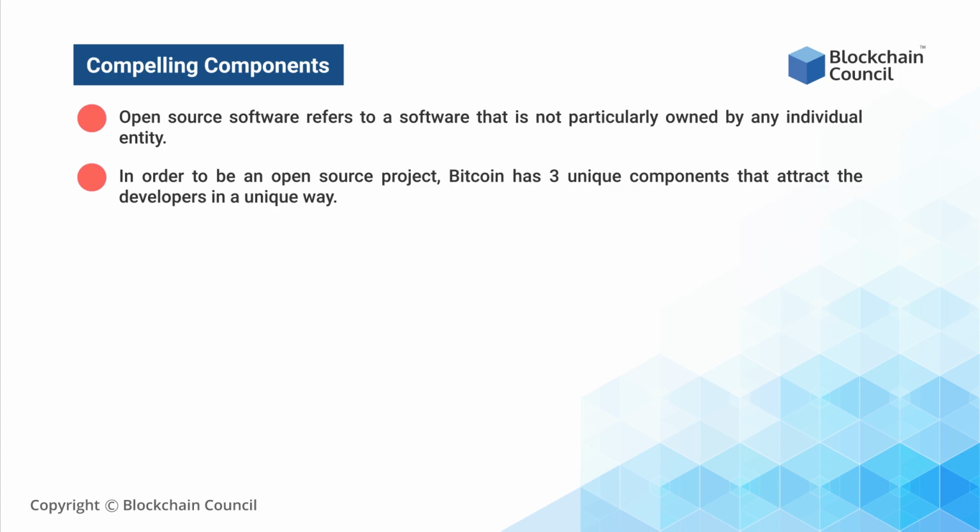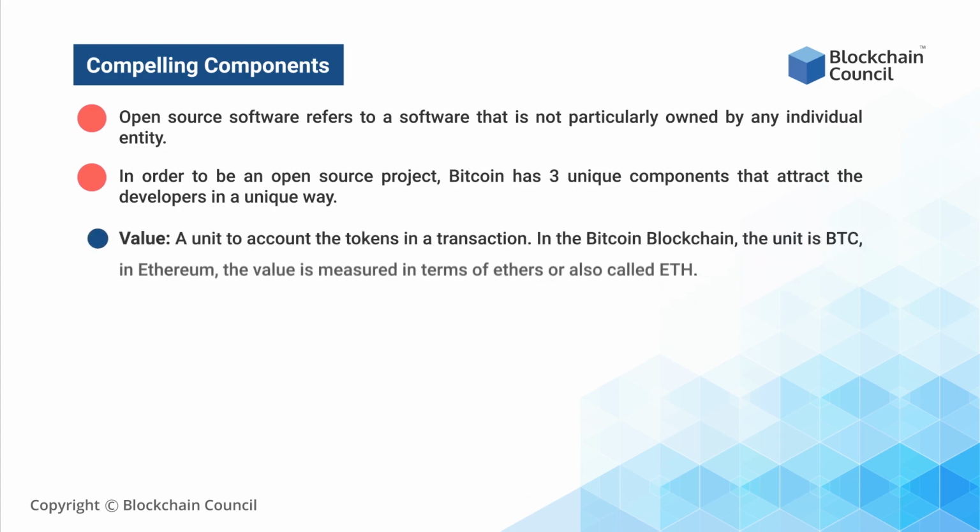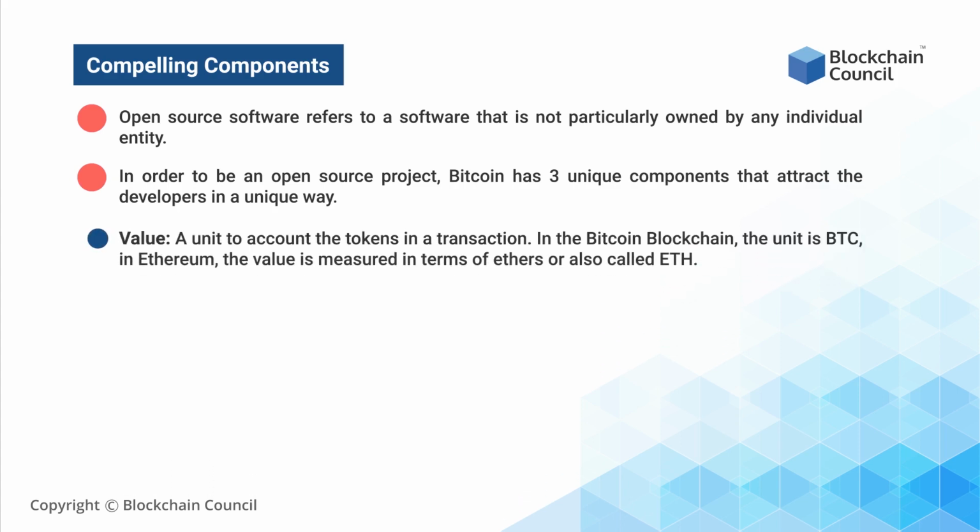In order to be an open source project, Bitcoin has three unique components that attract the developers in a unique way. First is value. A unit to account the tokens in a transaction. In the Bitcoin blockchain, the unit is BTC. In Ethereum, the value is measured in terms of ethers or also called ETH.